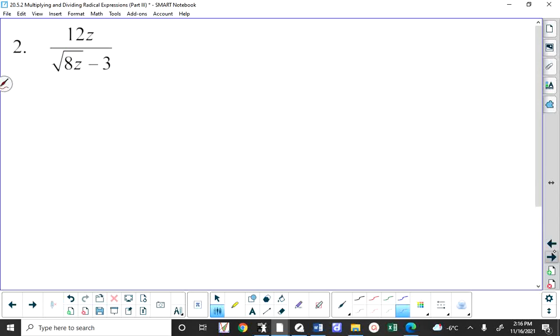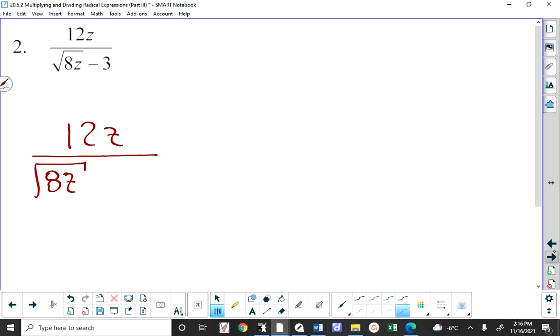12z over root 8z. Now, if you look very carefully, you can see that square root sign extends over the z. And when I write it this way, I would like to start a campaign in the world to change the square root sign to have that little thing hanging down so that we all know where it ends.